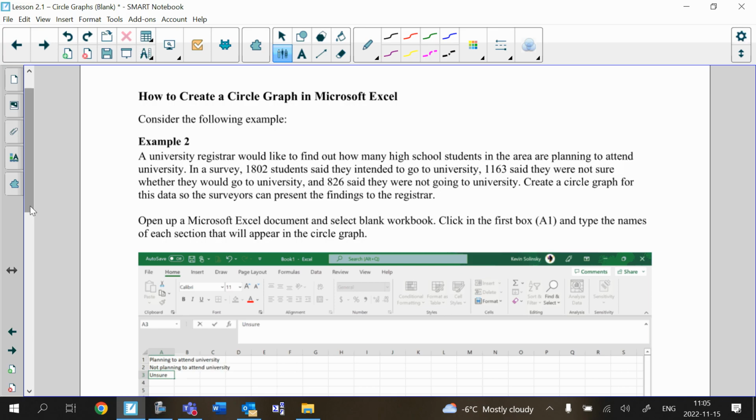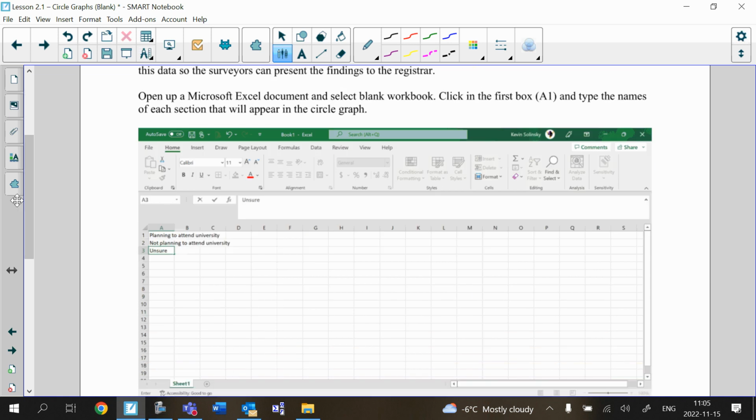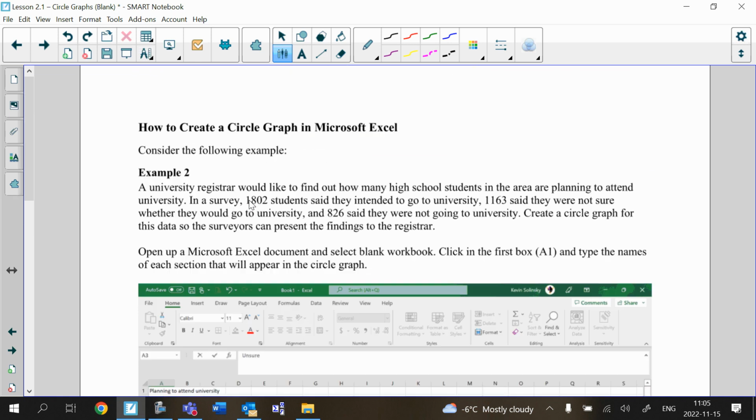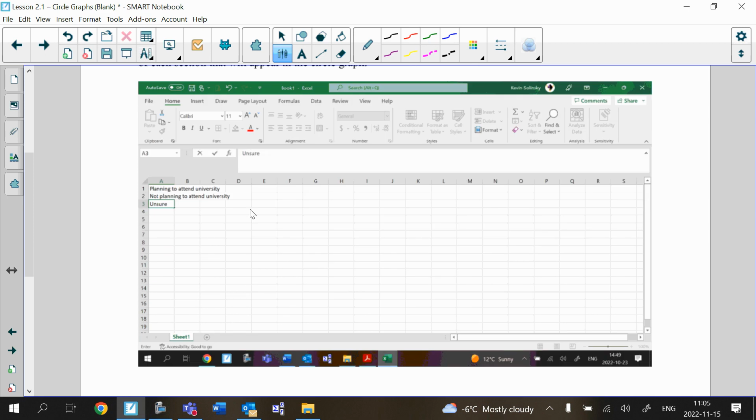Okay, so the screen without the typing should look something like this. And it should be called right now Book 1 at the top. Book 3, okay, so you've got something else open.